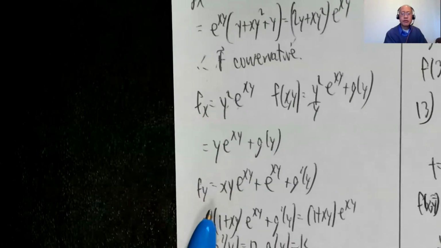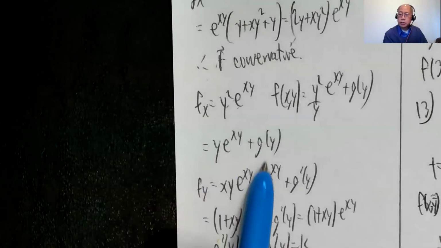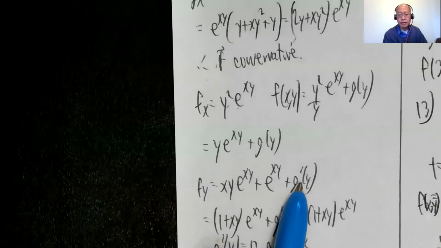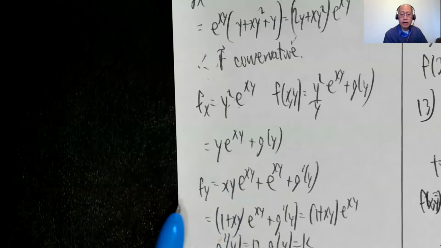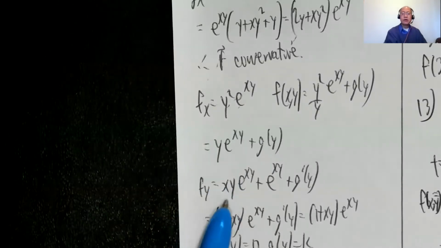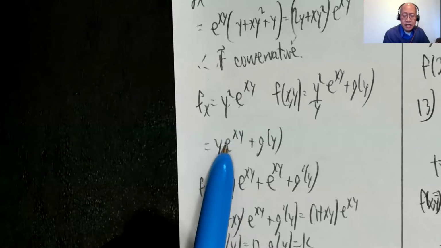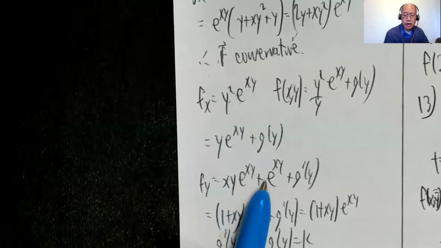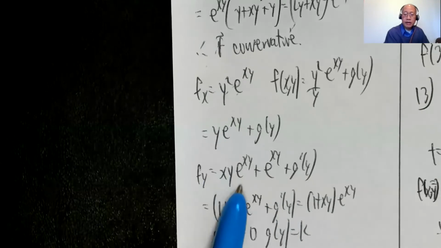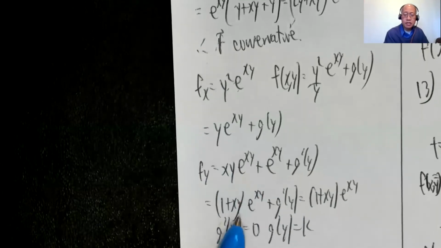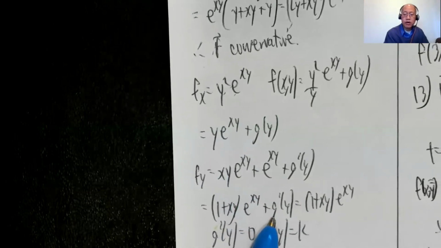Okay, now what you do is differentiate with respect to y. So the derivative of this with respect to y is just g prime of y. Derivative of this with respect to y, product rule. First times derivative of the second with respect to y is x, so xy e to the xy, plus the second times the derivative of the first, e to the xy, plus g prime of y. And if I factor out an e to the xy, I get 1 plus xy plus g prime of y.